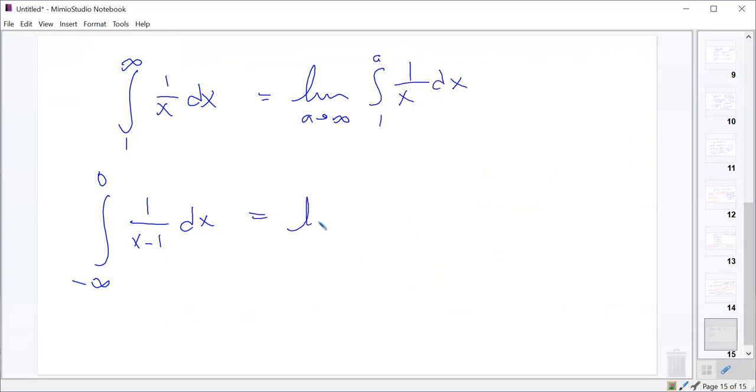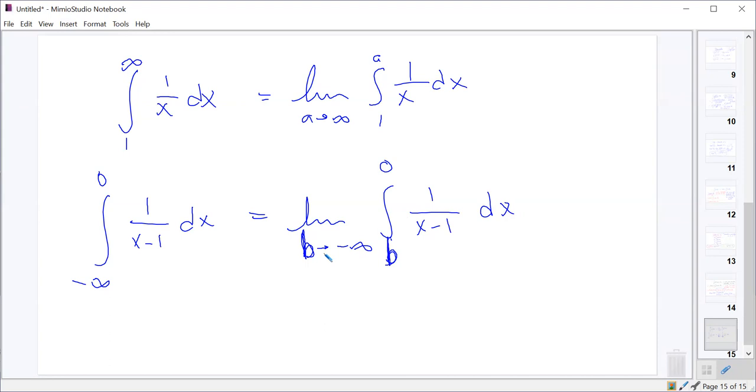Or in this case, a limit as b approaches negative infinity of the integral from b to 0 of 1 over x minus 1 dx. Everybody good with that? And then you just integrate as normal. Just make sure that you evaluate your integral in terms of a or b first, and then look at what the limit is. Okay?